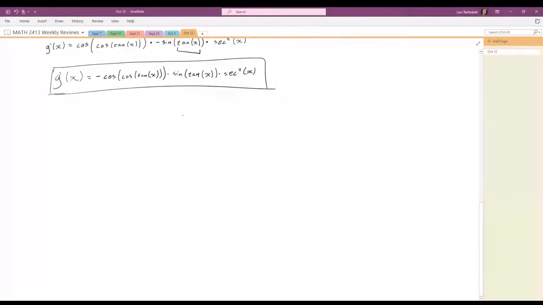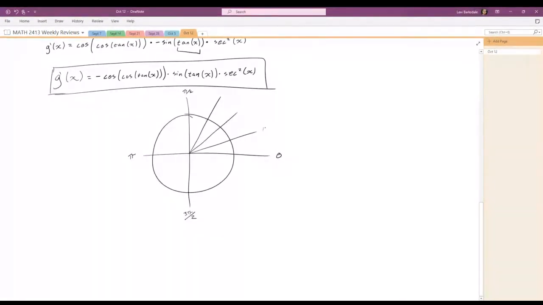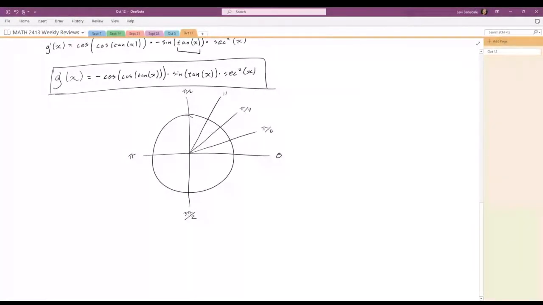usually the unit circle, the important values you need to memorize are... This is definitely a bit of a tangent, but the important values, we've got 0, pi over 2, pi, 3 pi over 2. But then there are really 3 main points you hit in each quadrant. And roughly they are, well, my lines are probably not exact, but they occur at pi over 6, pi over 4, and pi over 3.